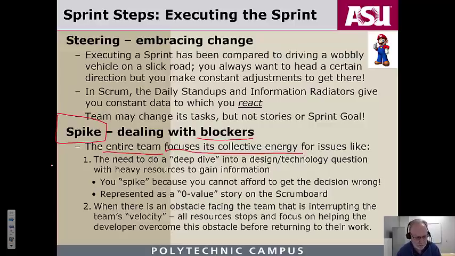Hey, we just had a security problem come up. It's particularly nasty. Maybe there's a new virus. Who knows? There's a new hack out there. We need to address it. We're going to stop the world. We're going to stop the team.